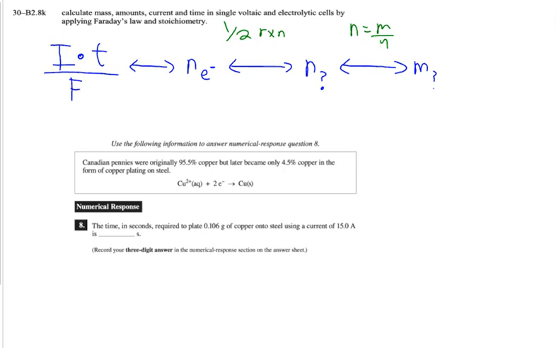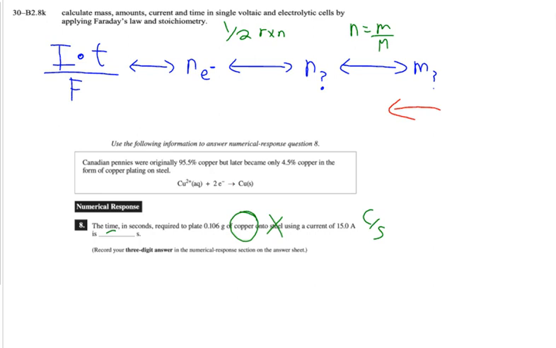So we're asked, what is the time in seconds to plate about 1/10 of a gram of copper onto steel? So we don't care about the steel. We're plating copper. That's what we need. They even gave us the half reaction, and the current is 15 amps, which when we do unit analysis, amps is coulombs per second. So we can solve this, and we just have to realize the sequence, and we're going that way through this sequence.